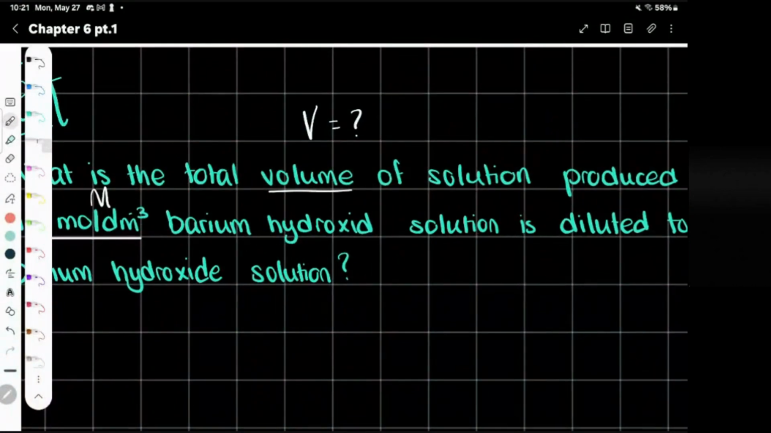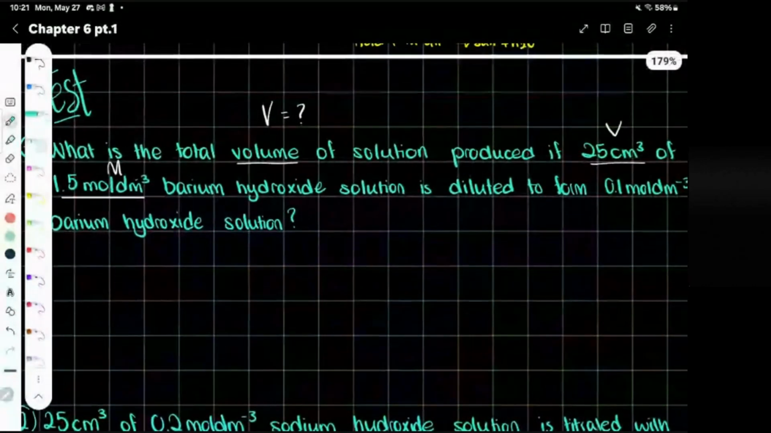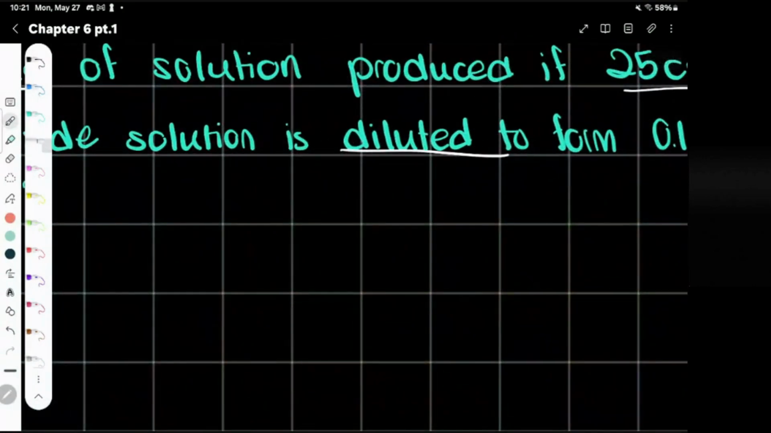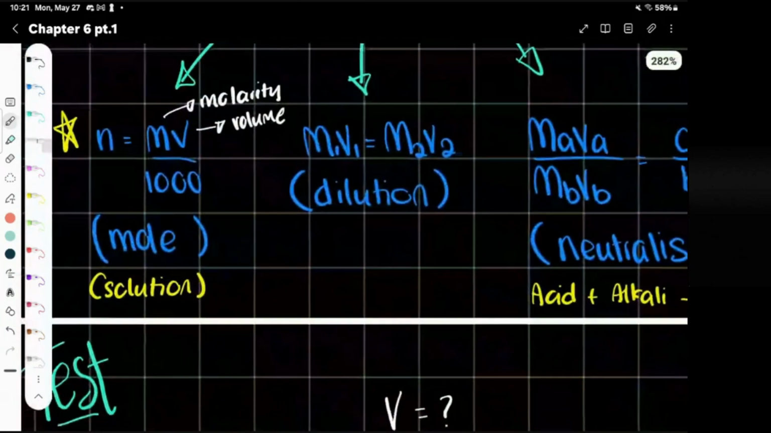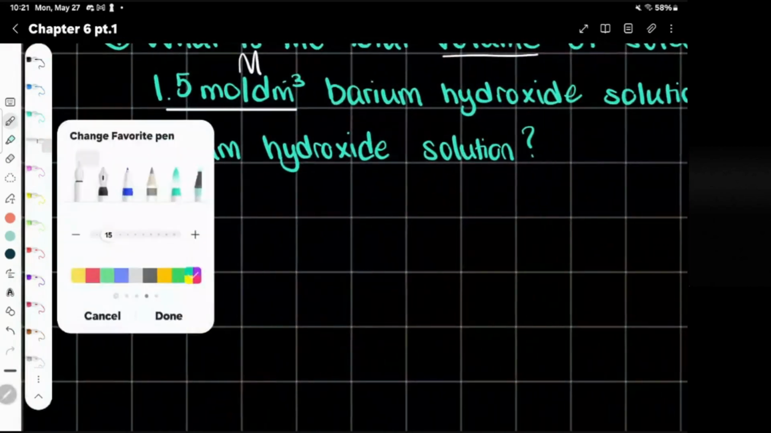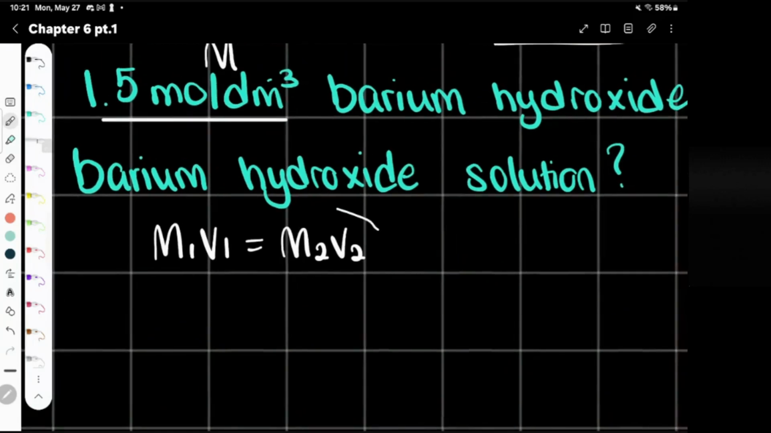What they want, you have to identify this question first. What type of question is this? Do you see any keyword here? There is a keyword, which is diluted. What is the meaning of diluted again? Add water. So the formula that you should use is the dilution formula, which is M1V1 equal to M2V2. This is the formula that you're going to use. I'm not going to calculate all of this, I'll give you homework, but it's very easy actually.